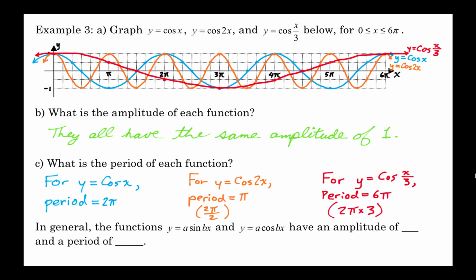So in general, when you have a function y equals a sine bx and y equals a cosine bx, they have an amplitude of the absolute value of a, and the period will be 2 pi divided by the absolute value of b.